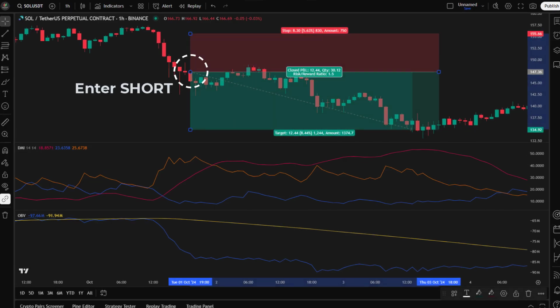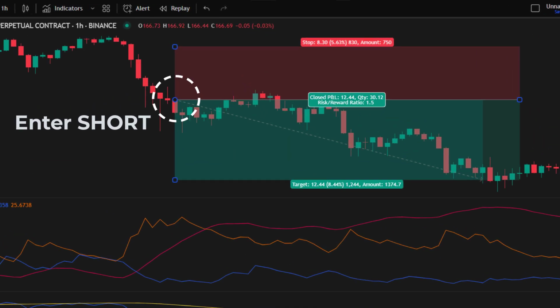We'll set the stop loss just above the signal candle using signal candle close +2 ATR. For the take profit, we apply a 1.5-to-1 risk-reward ratio. The target is placed 1.5 times the size of the stop loss. If a candle closes below the take profit level, we exit the trade and secure the profit.